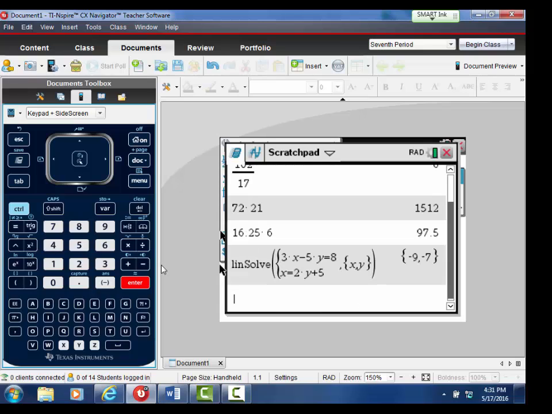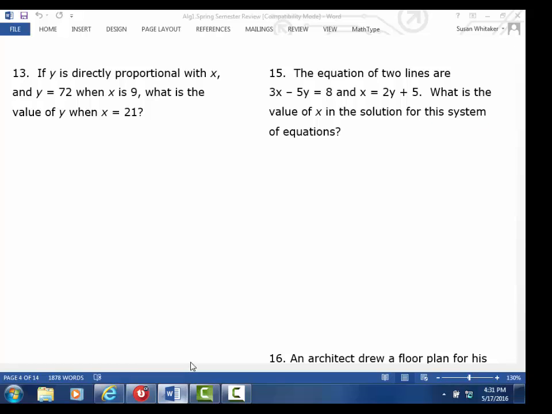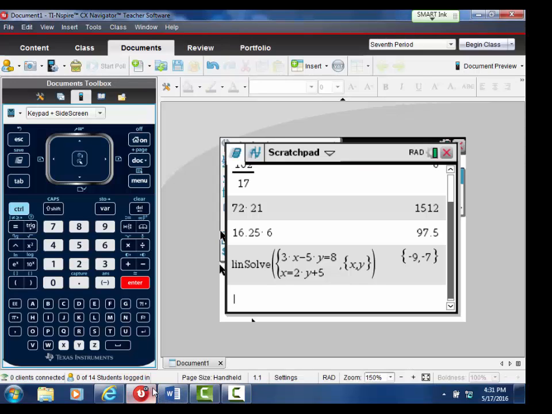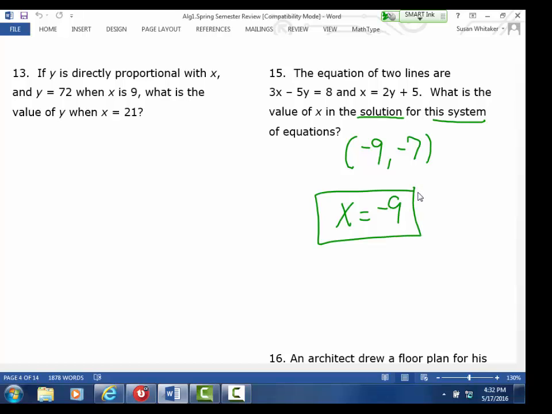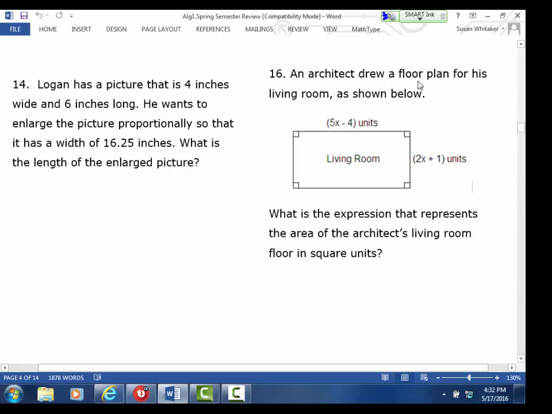And then we hit enter, and it tells us -9 and -7. And the question was, what is the value of x? X is the first number, so x is -9. So we got -9, negative 7. So x equals negative 9.